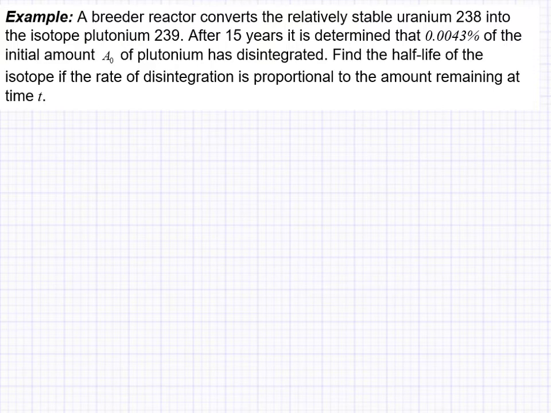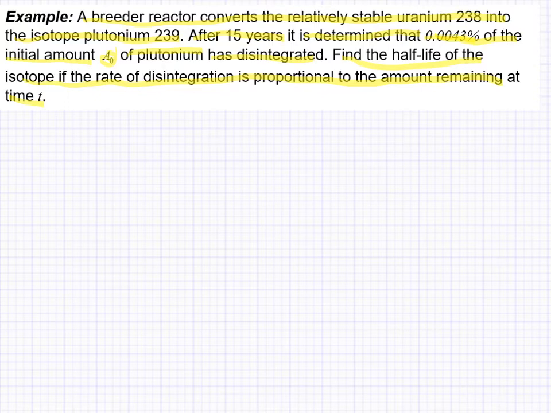But we're still working with the proportionality in our rate of change. So let's take a look at this problem. A breeder reactor converts the relatively stable uranium-238 into the isotope plutonium-239. After 15 years, it is determined that 0.0043% of the initial amount, say A sub 0 is the initial amount, of plutonium has disintegrated. Find the half-life of the isotope if the rate of disintegration is proportional to the amount remaining at time t.